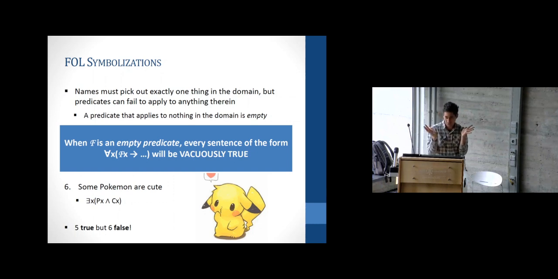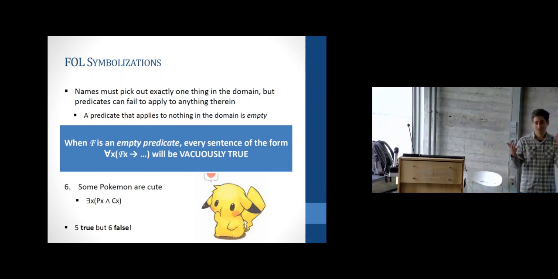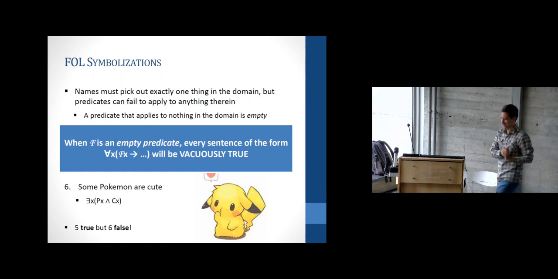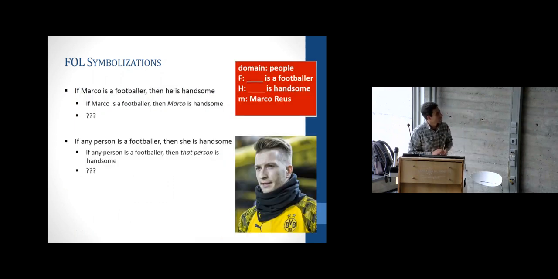Okay, so in first order logic, the sentence "all Pokemon are cute" is true because there are no Pokemon. It also means that the sentence "all Pokemon are ugly" is true because, again, for the same reason, there are no Pokemon. A bit confusing, but that's not the first confusion you had in this class.